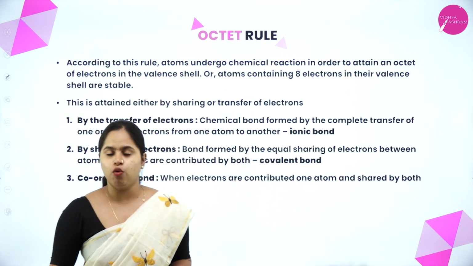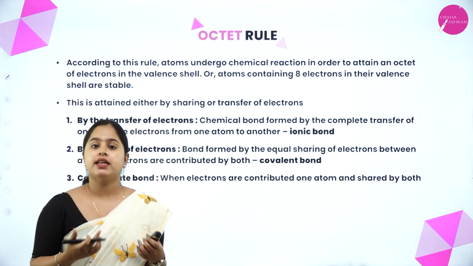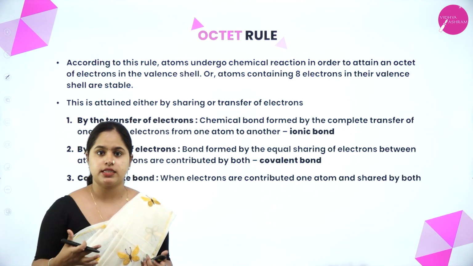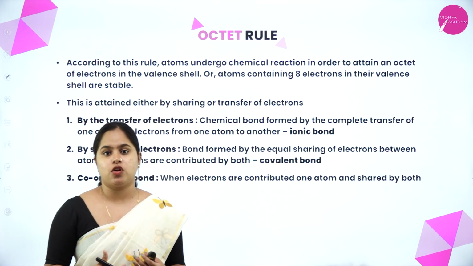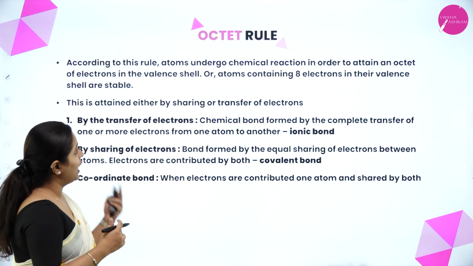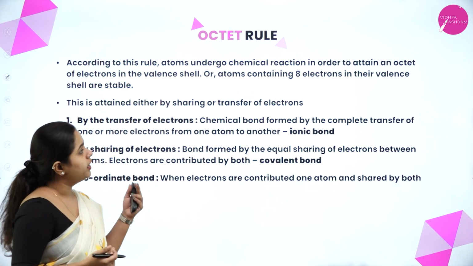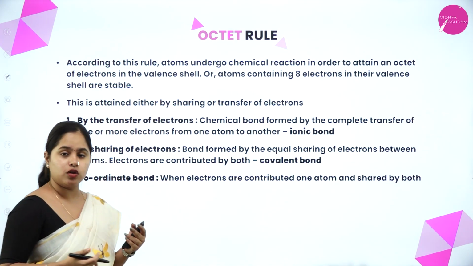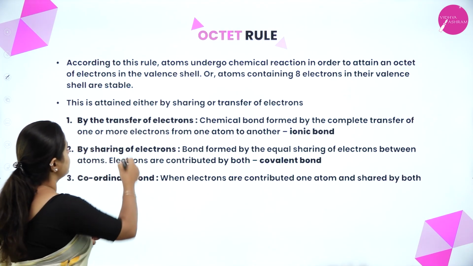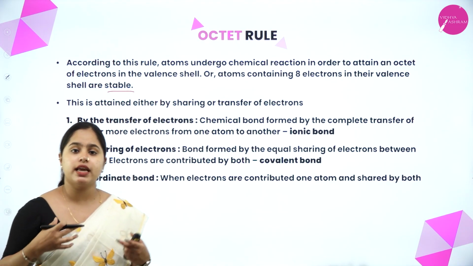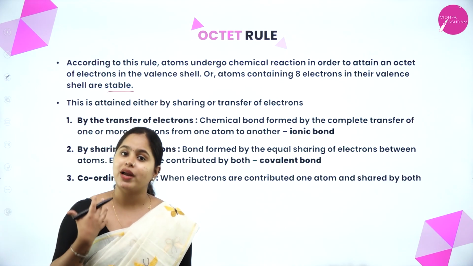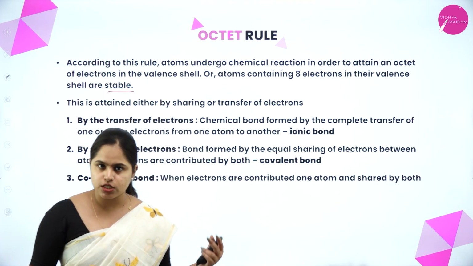We already know what the octet rule is. To attain stability, what do atoms try to do? They complete their octet. That is, they try to attain 8 electrons in their outermost shell. According to this rule, atoms undergo chemical reactions in order to attain an octet of electrons in their valence shell, or atoms containing 8 electrons in their valence shells are stable. Why exactly do atoms try to attain 8 electrons in their outermost shell? To attain stability. So this is the octet rule.